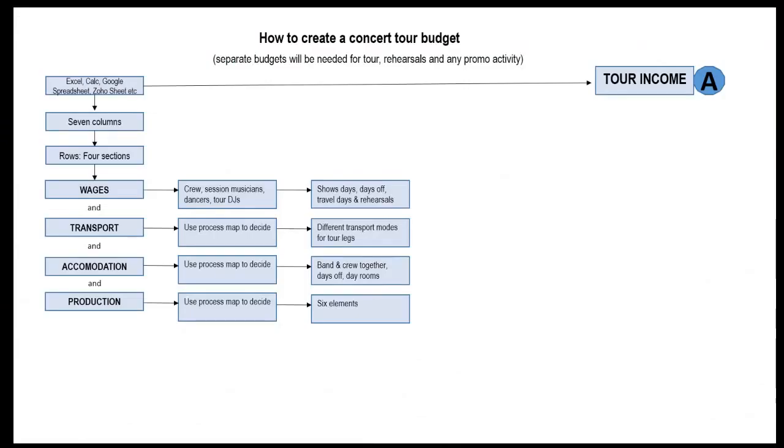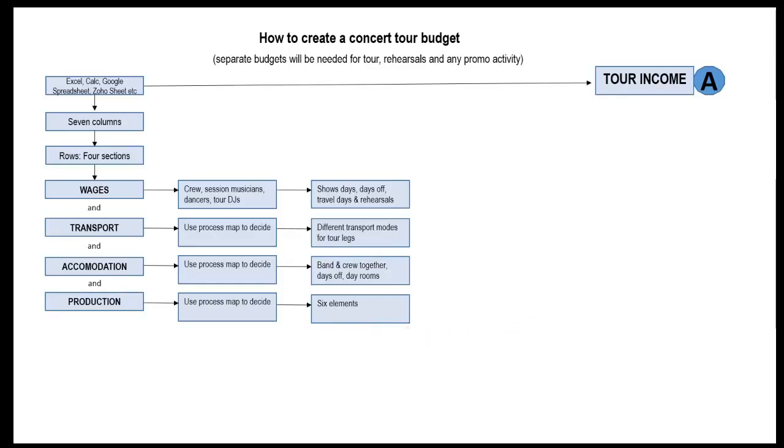Having created your spreadsheet, you then need to fill it in with the information. As you can see, for my wages, it's not just my crew. I might have session musicians. For my transport, I'm going to decide what transport I'm using based on distance. My accommodation, do I need hotel rooms every single night? I might be on a sleeper bus, for instance. And my production, which I'm going to divide up into the 6 elements: PA, lights, video, set, stage, and backline.